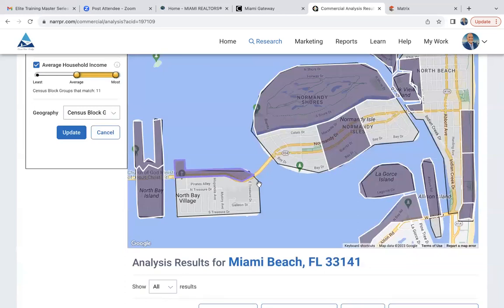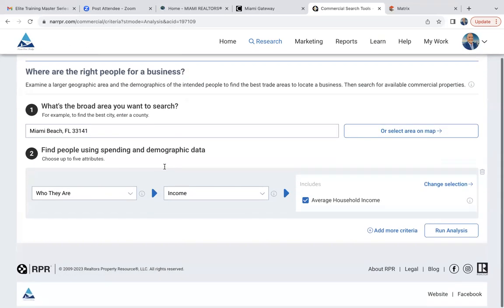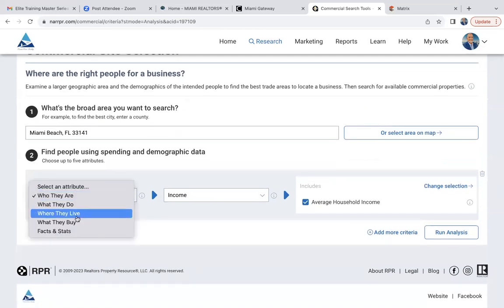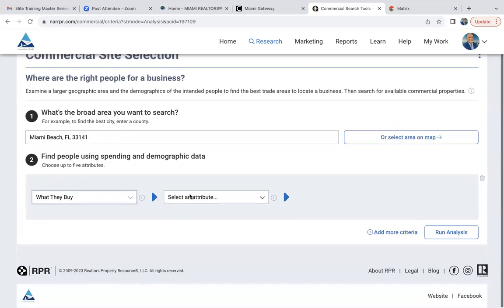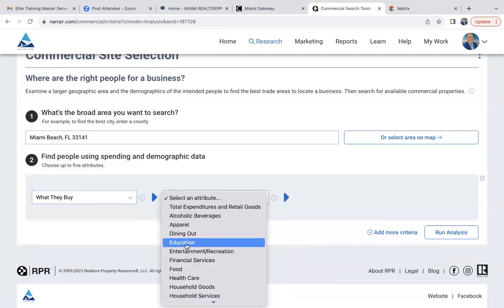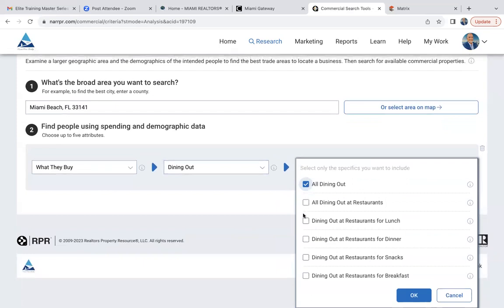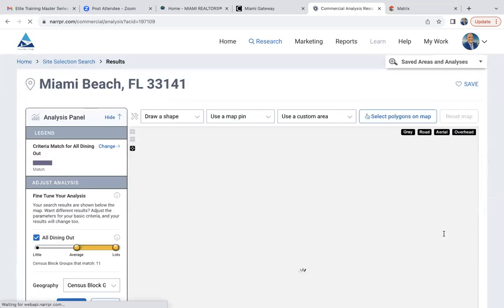All right. So there's so much you guys can do. So let's say we wanted to run a different report. We're going to go to site selection here. And let's say we wanted to do what they buy. And let's go with dining out. All right, so what they buy, dining out. All right, all dining out. You can actually break it down by lunch, dinner, breakfast, all dining out, and then run analysis.